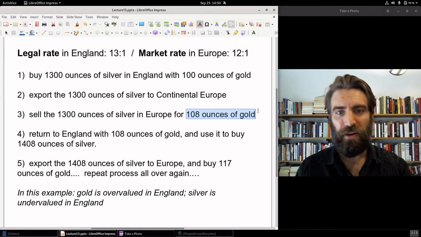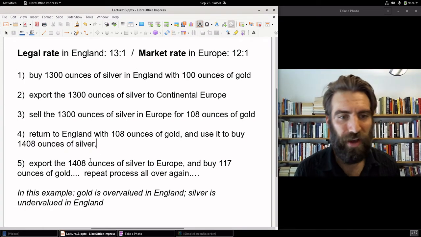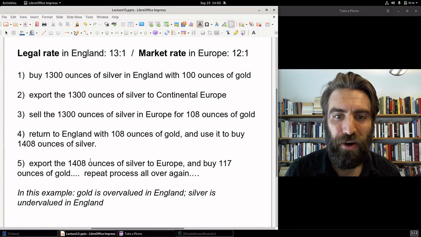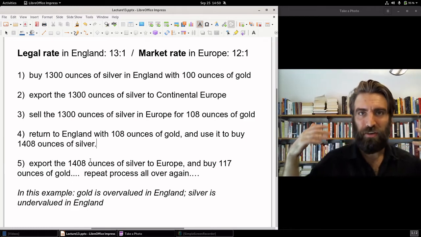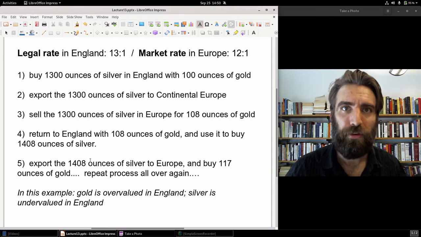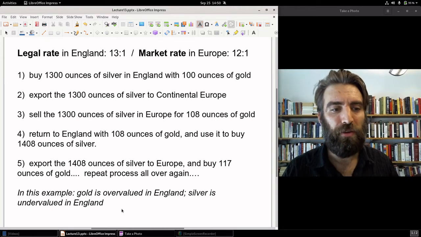Returns to England with 108 ounces of gold, buys just over 1,400 ounces of silver, exports that 1,400 ounces of silver back to Europe, buys 117 ounces of gold, then he brings it back to England, is able to buy just over 1,500 ounces of silver, and repeats the process, right? Except now it's just in the opposite direction, or is working with the opposite metal. In this case, gold is overvalued, silver is undervalued.